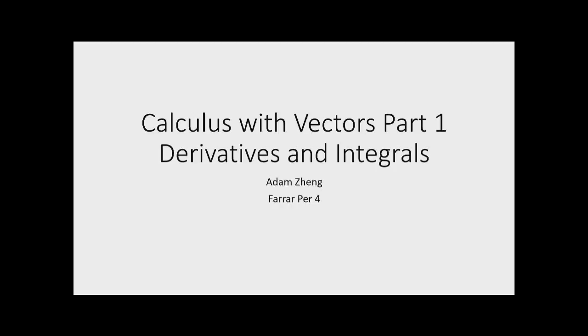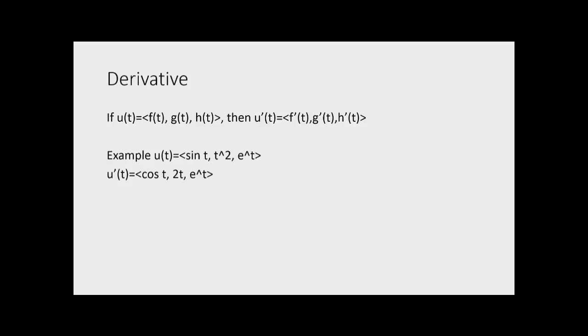Hello, let's do some calculus with vectors. Today we'll be doing derivatives and integrals. The derivative of a vector function is just the derivative of its components. As an example, we'll take u of t equals sine of t, comma t squared, comma e to the t. The derivative is just cosine of t, comma 2t, comma e to the t.